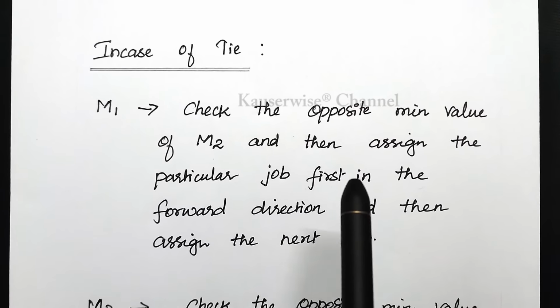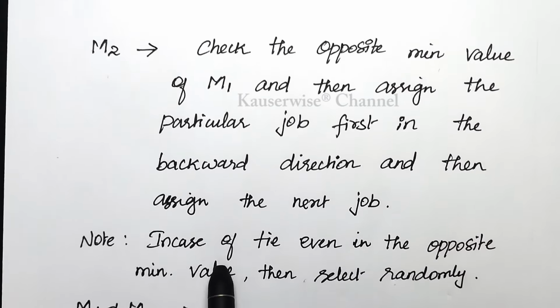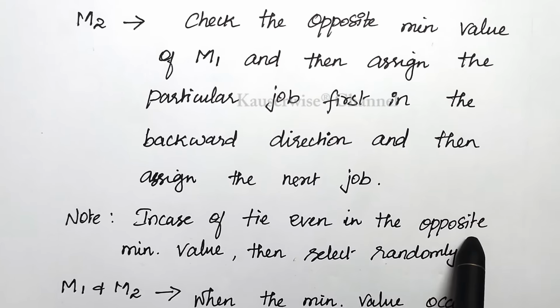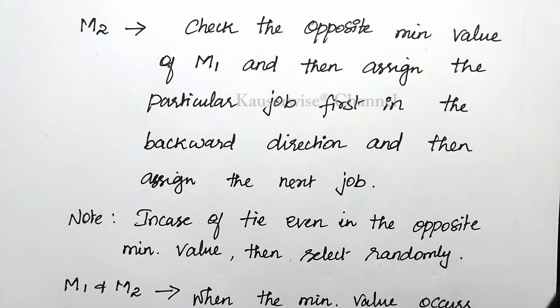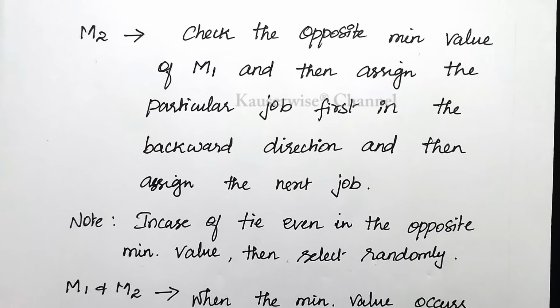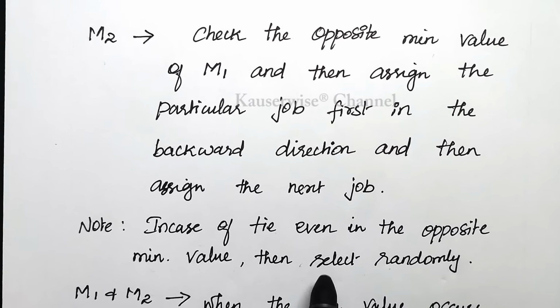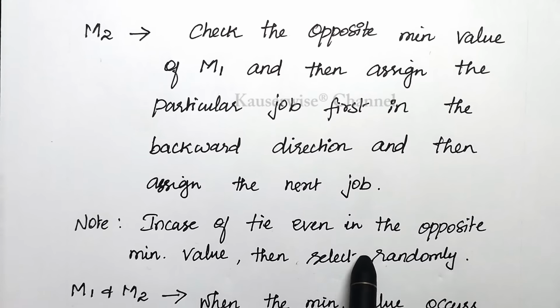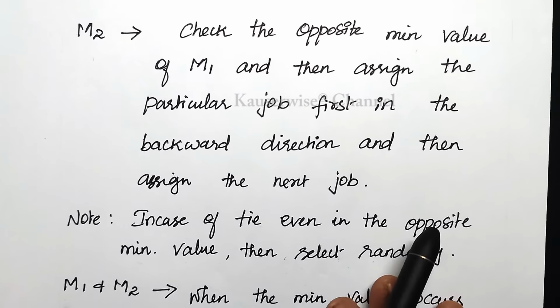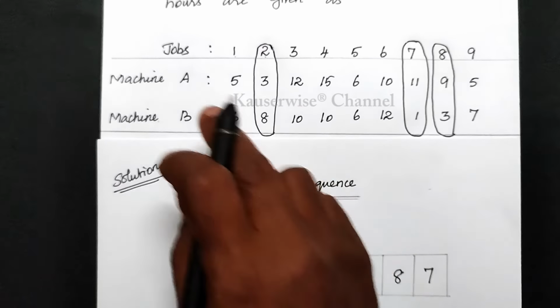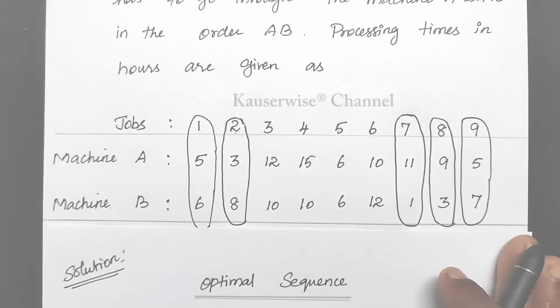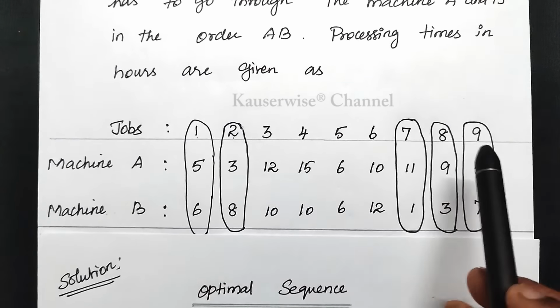See one important note. In case of a tie, even in the opposite minimum value, then select randomly. That is, we need to select the job randomly and assign them in the forward direction for mission A. Now look at the problem. So this is the procedure in case of a tie in the first mission. We have assigned job 1 and job 9.